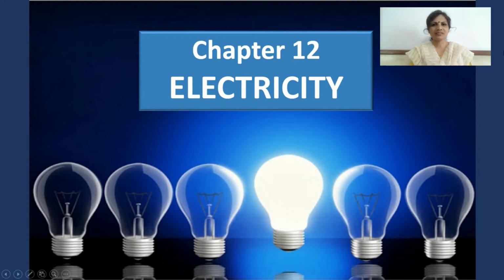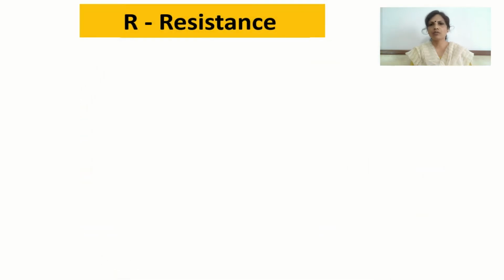Hello students, from chapter number 12 electricity we discussed Ohm's law, and in the previous video lesson we discussed the constant of proportionality in Ohm's law, that is the resistance of the conductor of given material. We discussed that resistance is opposition to the flow of electric current in an electrical circuit.